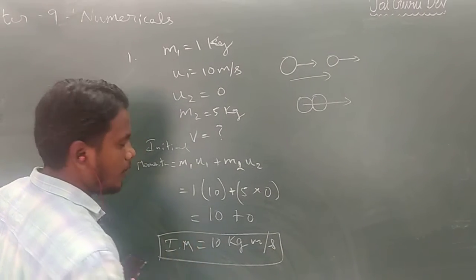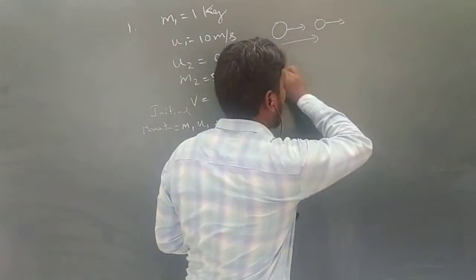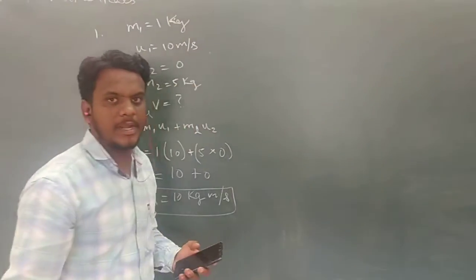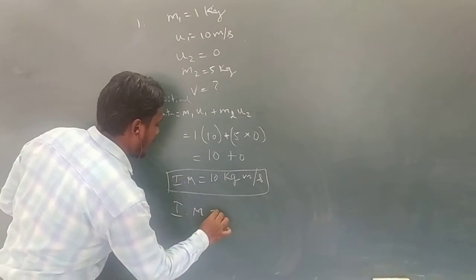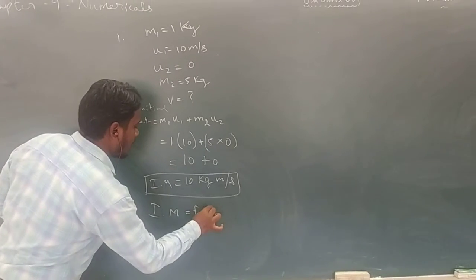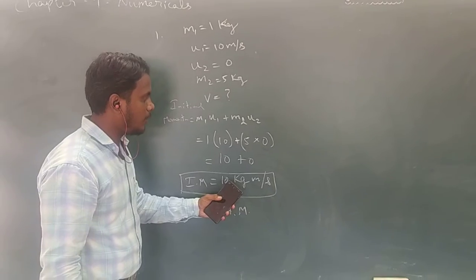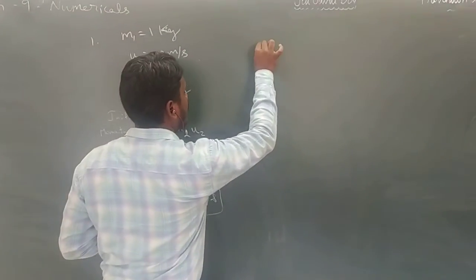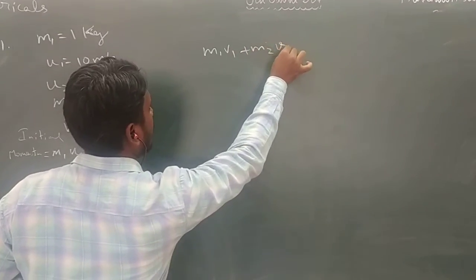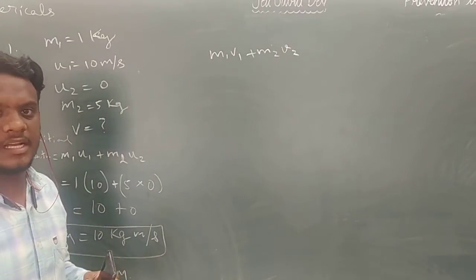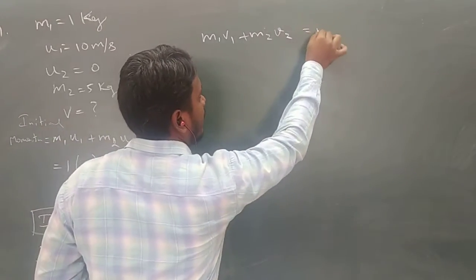And according to the law of conservation of momentum, we know that initial momentum is equal to final momentum, right? So we can take final momentum is also equal to 10 kg meter per second. What is the formula for final momentum? m1 v1 plus m2 v2. We have initial momentum 10, so I am substituting it here, 10.